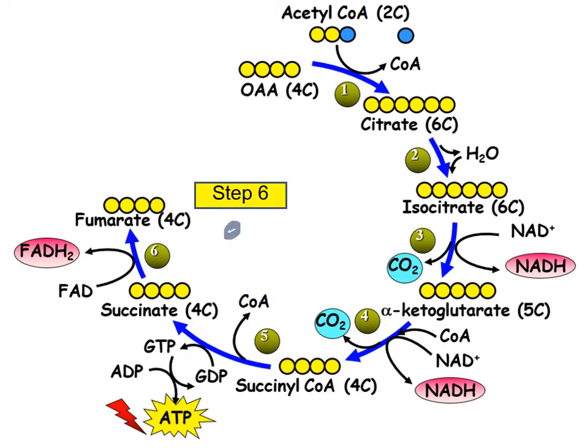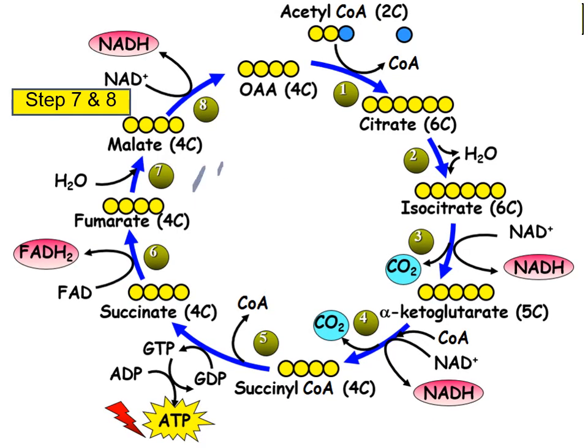Step 6 is the oxidation. So succinate undergo oxidation process, di mana dia akan remove the 2 hydrogen atom, then the 2 hydrogen atom dia akan pass to the FAD. So FAD is reduced to FADH2, and the succinate, the 4 carbon, is converted into fumarate, 4 carbon.